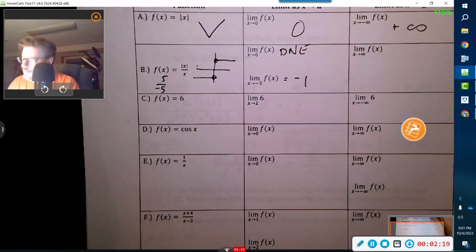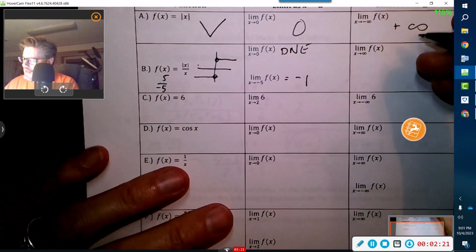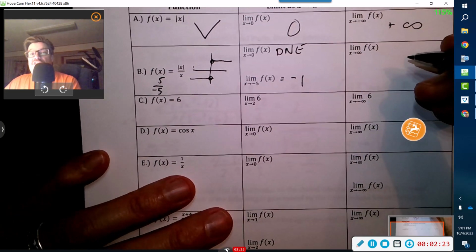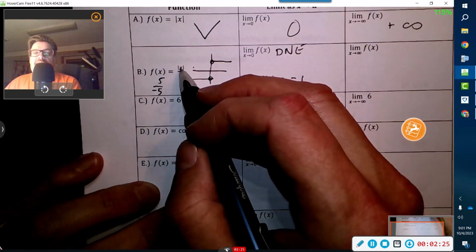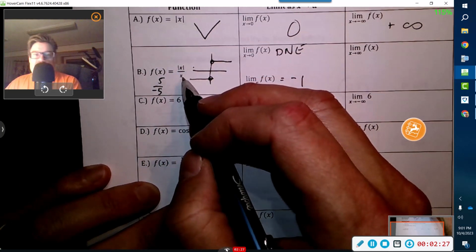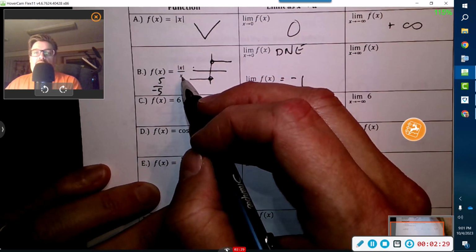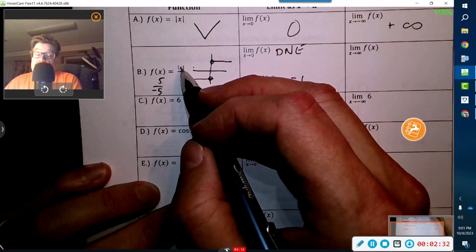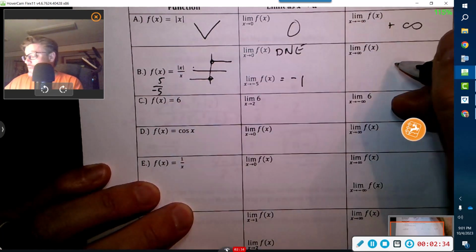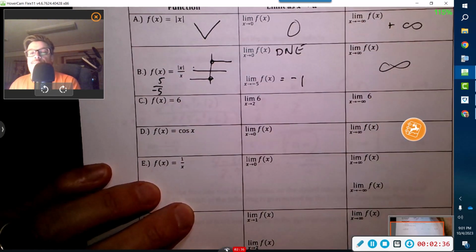All right, but what about this guy? What are we doing as we go to positive infinity? If we're going to an arbitrarily large positive number, that doesn't matter. It's already positive. So if you take the absolute value, he will stay positive. So he will be positive infinity.